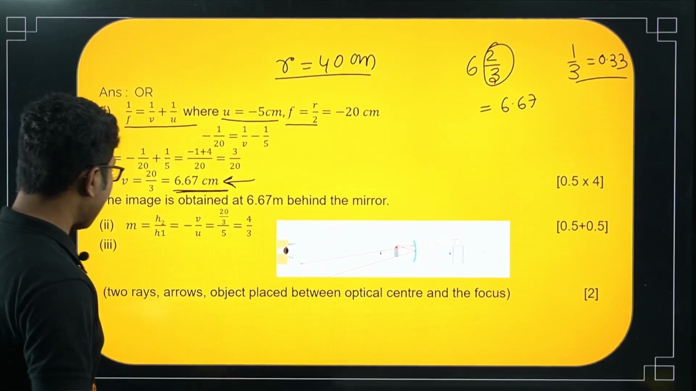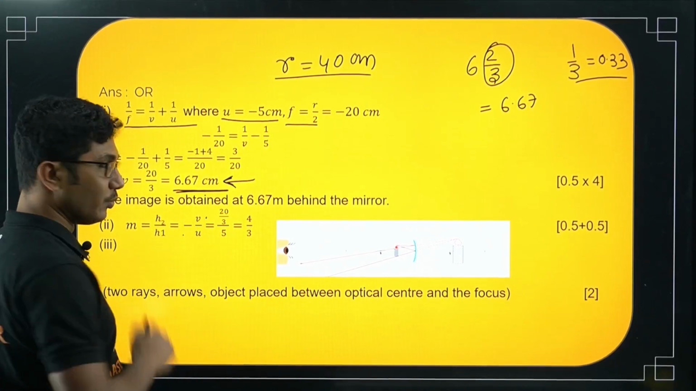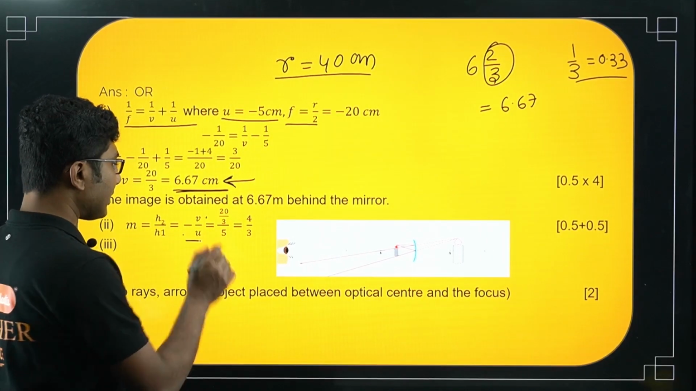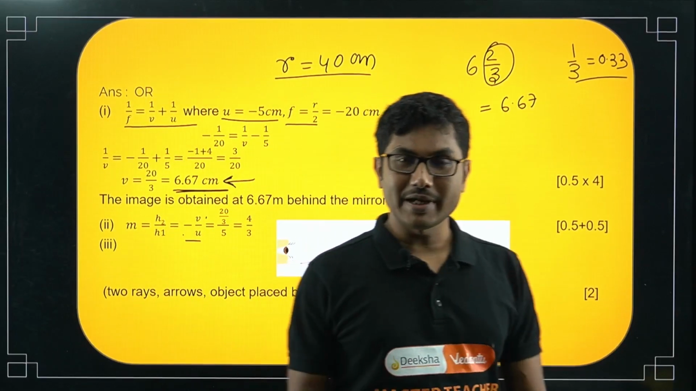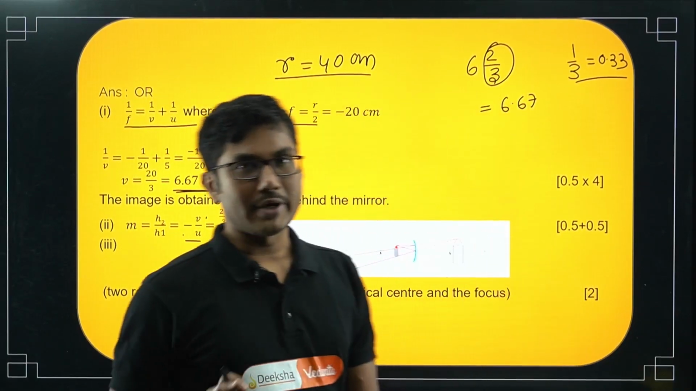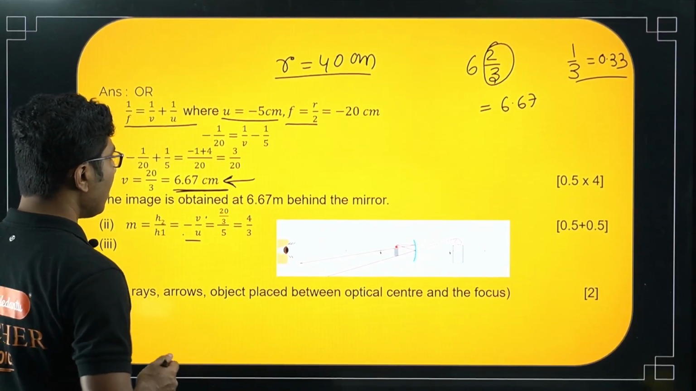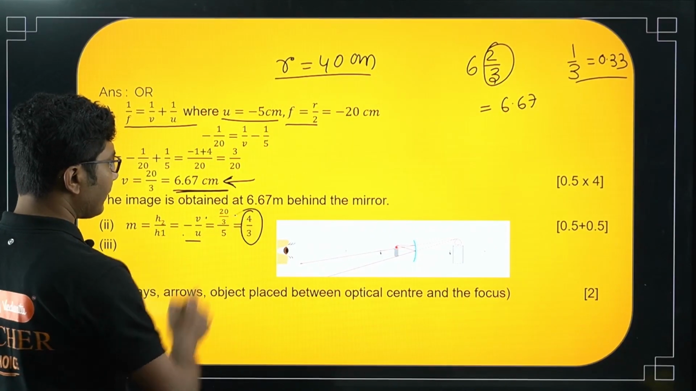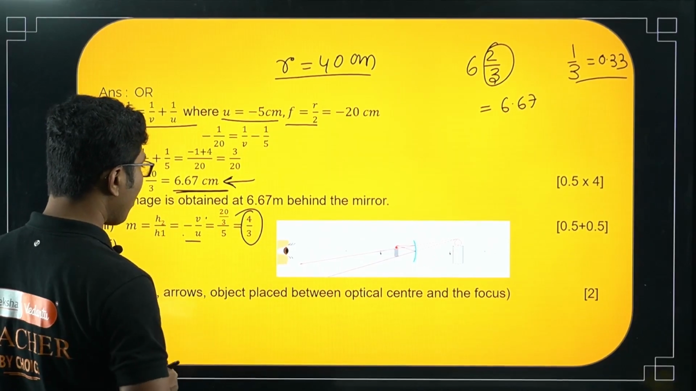Now magnification is given by h2 by h1, or minus v by u. Very important: for a mirror it will be minus v by u. For a lens it is only v by u. Now put in the values. It will be 4 by 3, so definitely it's a magnified image, and the value is coming out positive.